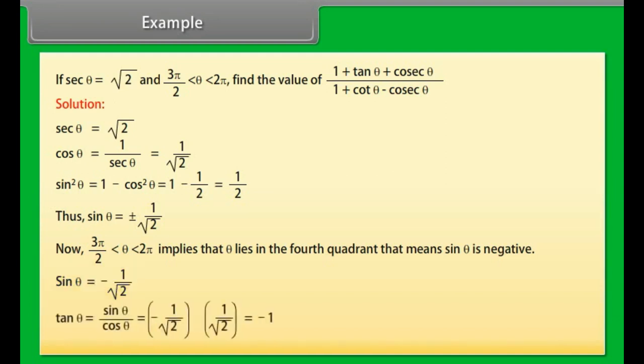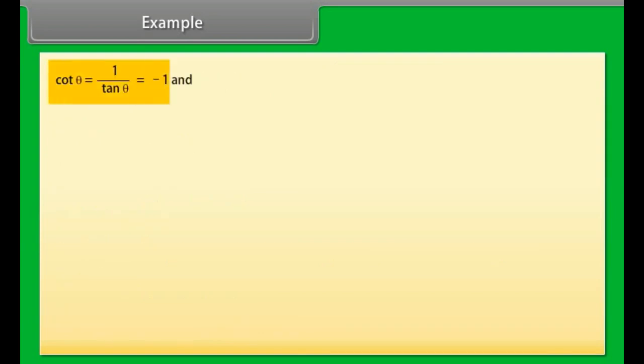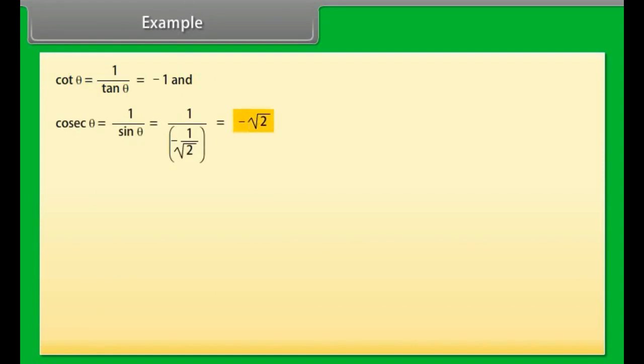Tan of theta is equal to sin of theta by cos of theta is equal to minus 1 by under root 2 upon 1 by under root 2 is equal to minus 1. Cot of theta is equal to 1 by tan of theta is equal to minus 1 and cosec of theta is equal to 1 by sin of theta is equal to 1 by minus 1 under root 2 is equal to minus under root 2.